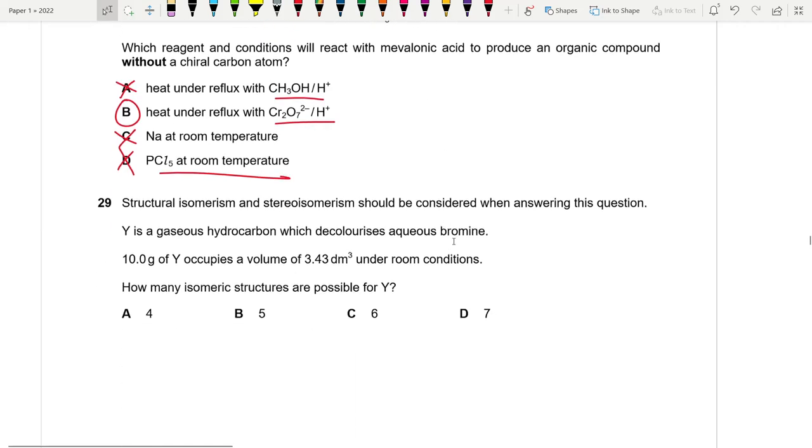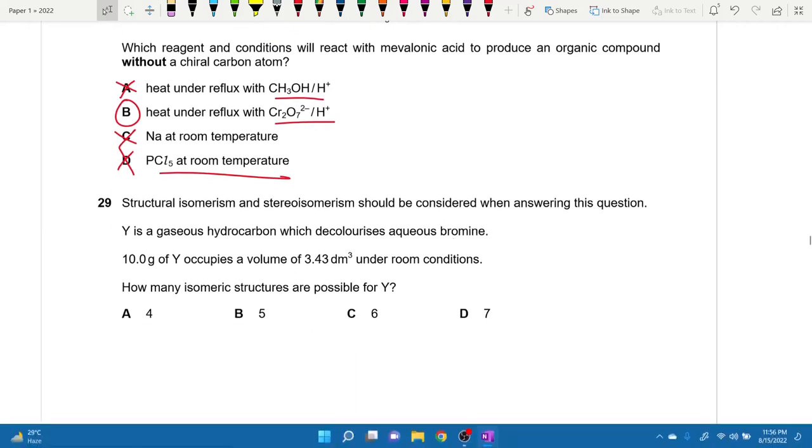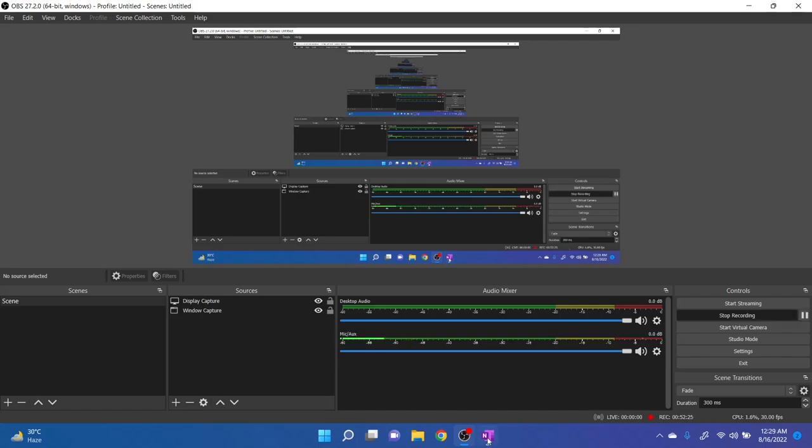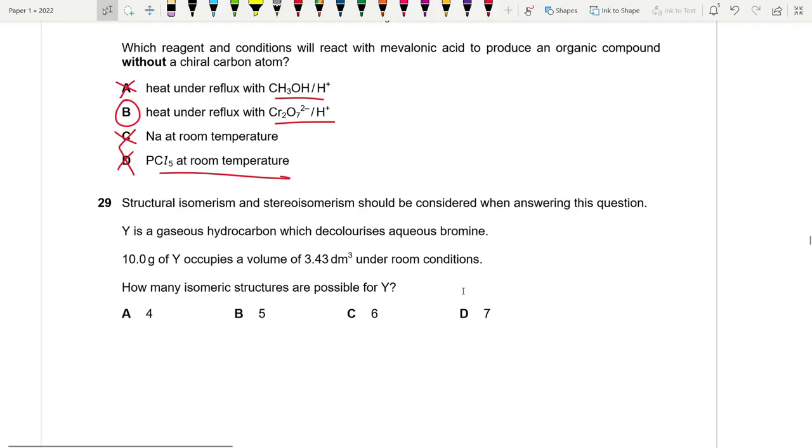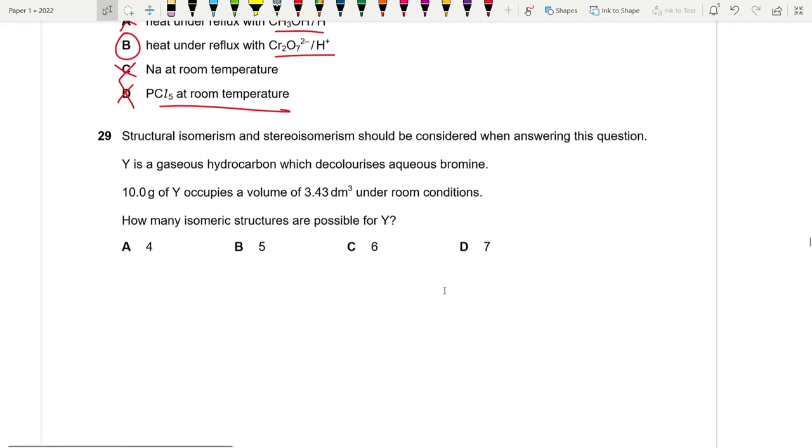29. Structural isomerism and stereoisomerism should be considered when answering this question. Y is a gaseous hydrocarbon which decolorizes aqueous bromine. That means it's an alkene. 10 grams of Y occupies a volume of 3.43 dm cube under room conditions. It's a gaseous hydrocarbon. So remember, gaseous hydrocarbons go up to C3. From C4 onwards, they're liquid.